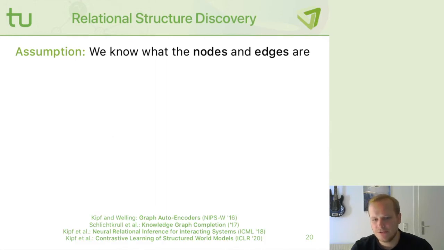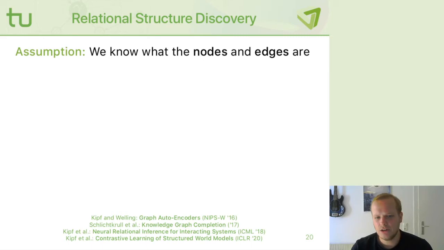Okay, so in the next few minutes, I would like to address an evolving topic that can be framed as relational structure discovery, which recently got a lot of attention from the community since it allows us to better model our world. So previously, I made a crucial assumption, and that assumption is that we knew exactly what the nodes and edges in our graph are.